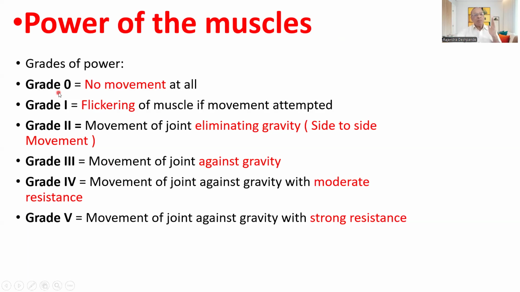Now grade 0, for example, when there is a stroke, a cerebrovascular accident in the brain, there may be hemorrhage, subarachnoid hemorrhage, there may be thrombosis, there may be embolism, and the person gets hemiplegia. A space occupying lesion may be there, a tumor may be there, thrombosis may be there. That is called a space occupying lesion in the brain.